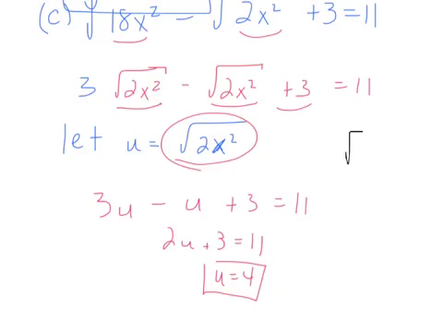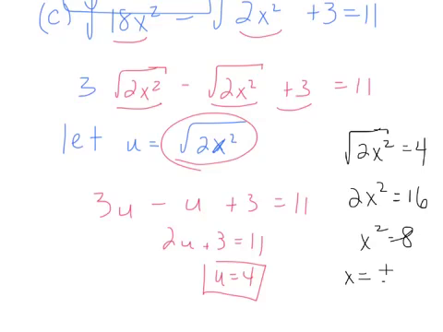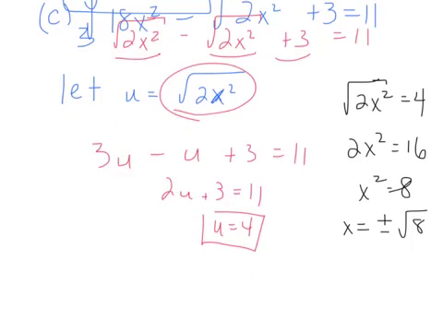So again, radical 2x squared is equal to 4. Square both sides, we get 2x squared equals 16. Divide by 2, we get x squared equals 8. Take the square root, so x is equal to plus or minus radical 8. And again, I'm solving the equation, so I have two answers there. I'm not just coming up with the principal root. And if I simplify this, it becomes 2 root 2. Okay, so those are my answers for x.